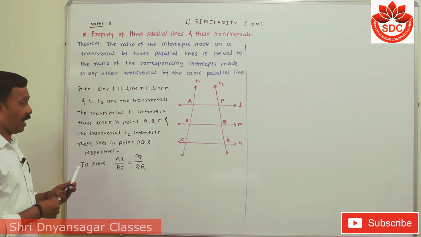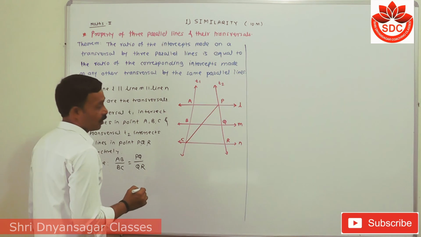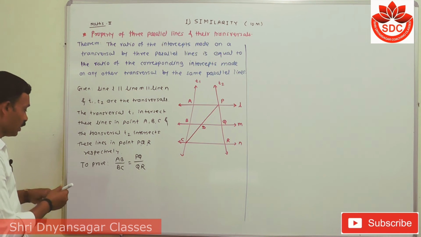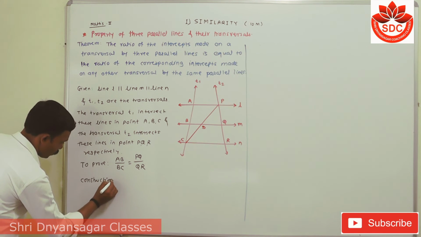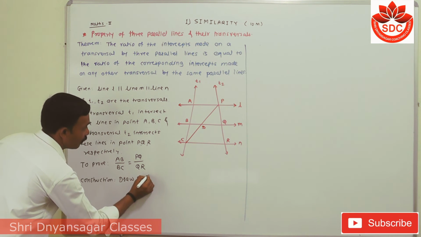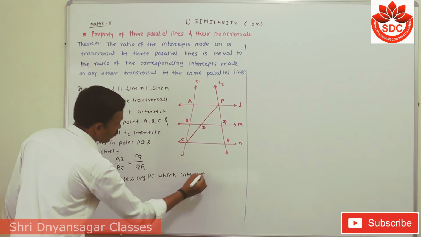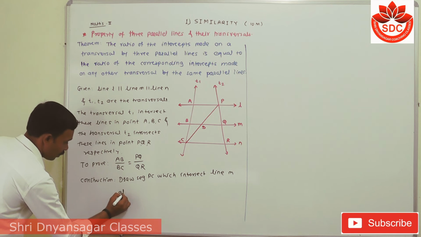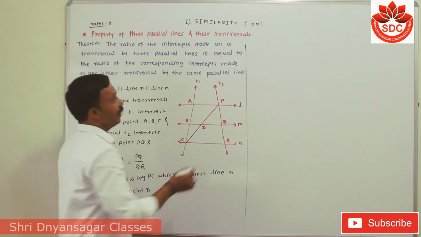Now we make a construction. The construction is: join the segment PC, which intersects line M at point D. Means here, in the construction, draw segment PC which intersects line M at point D. This is our construction. Now then take its proof.